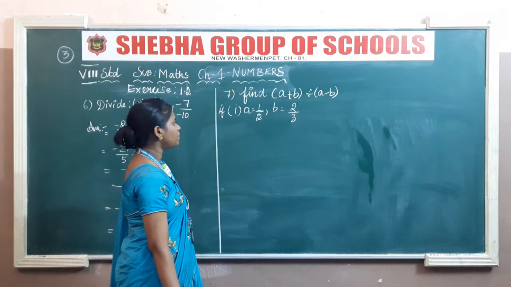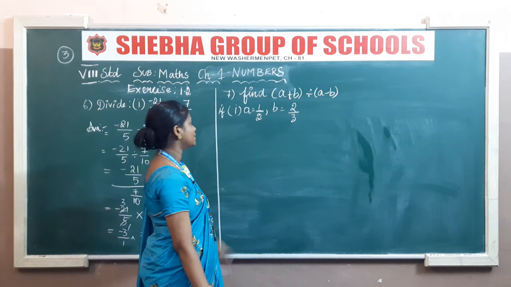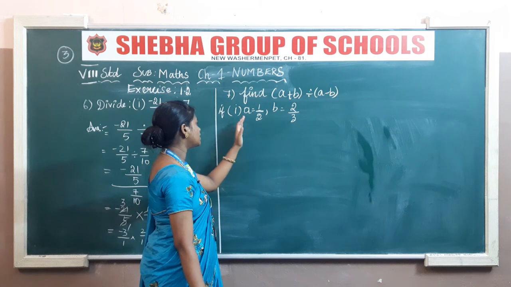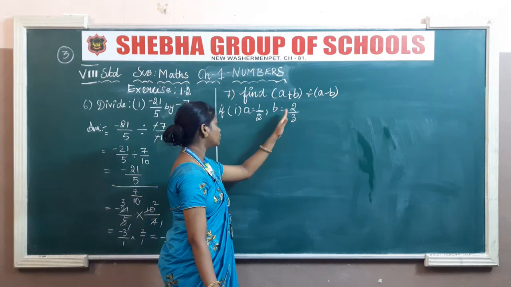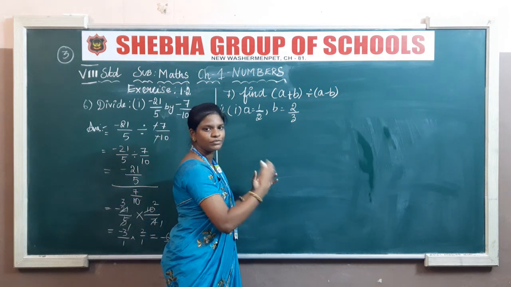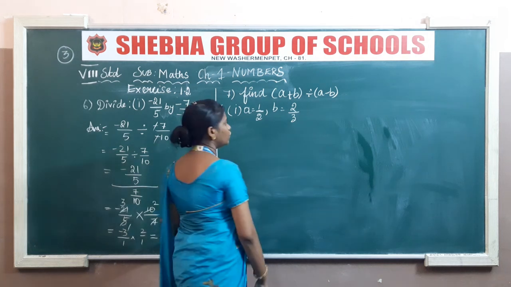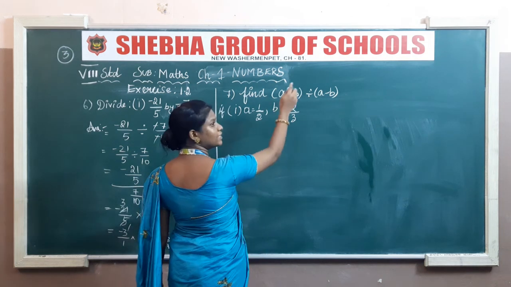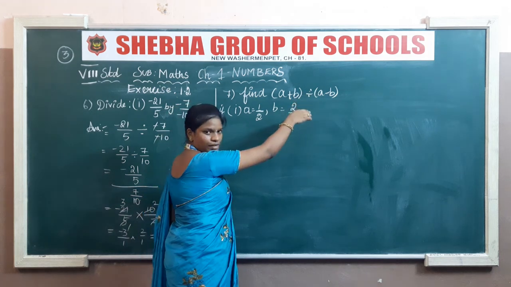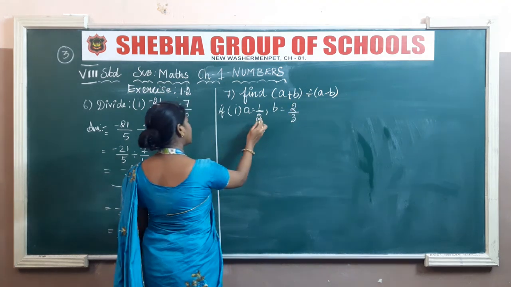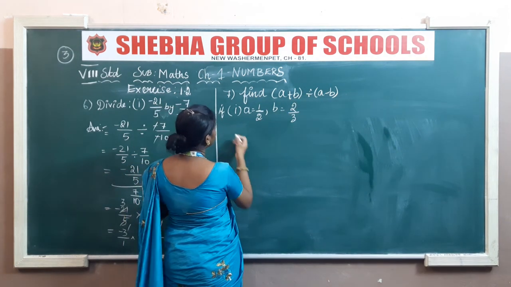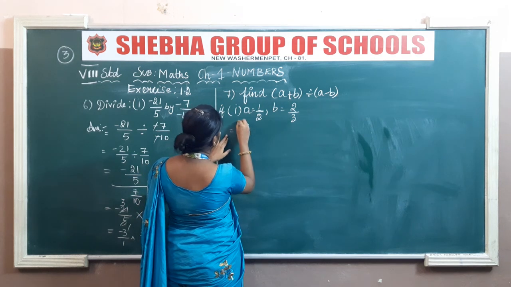Next we have to move to the seventh sum. Find a plus b divided by a minus b, if a is equal to 1 by 2, b is equal to 2 by 3. We just have to substitute the a value and b value. So the value is a plus b divided by a minus b, where a is 1 by 2 and b is 2 by 3.